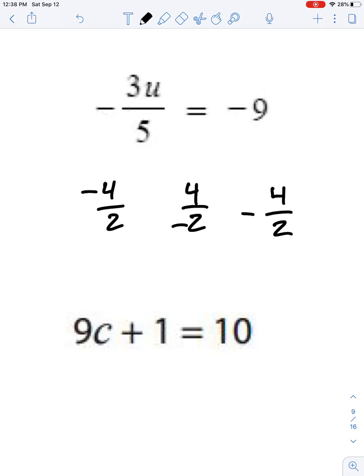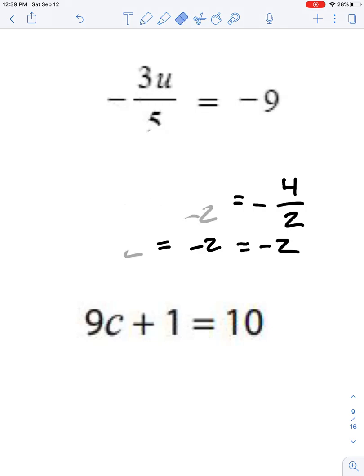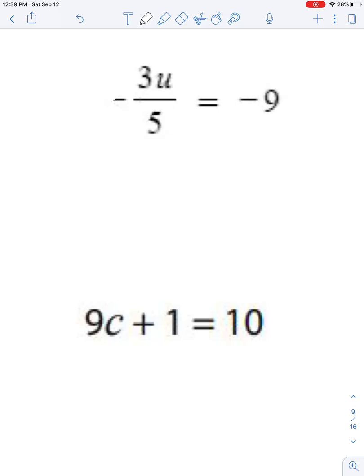They're actually not, though. They are all equal because, well, if you take negative 4 divided by 2, that's going to be negative 2. If I take 4 divided by negative 2, that's still negative 2. And if I took 4 divided by 2 and then added a negative, well, that's negative 2. Those are all the same. So what I'm getting at here, the whole point that I'm trying to make, is that I can actually take this negative and erase it and move it to right there. And it's not really changing anything.